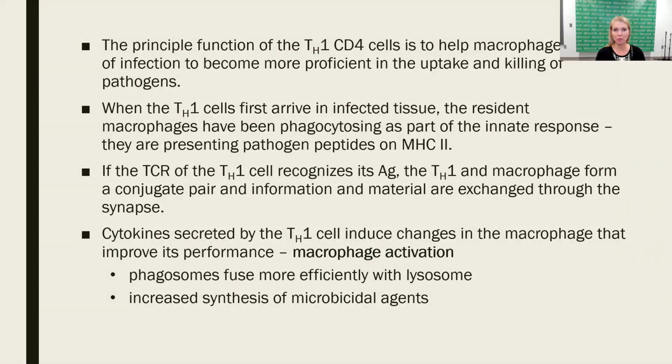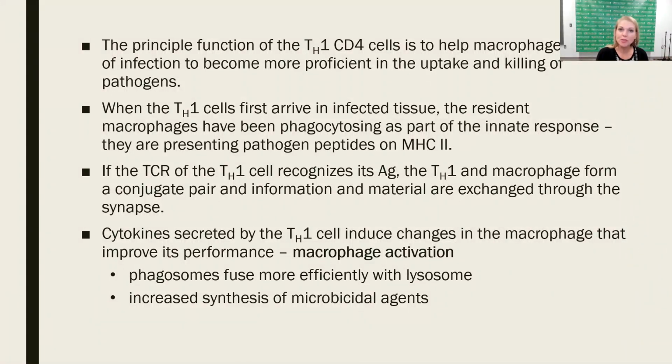And so when the T helper 1 cells arrive to infected tissue, there are going to be macrophages there that were part of the innate immune response, because they're resident tissue cells that are going to be the first ones there. There'll probably be neutrophils there because they were called up. But these macrophages have been doing phagocytosis. That means they've been taking in pathogen, they've been processing it, and then they're going to be displaying it on MHC class 2 because they are antigen presenting cells.